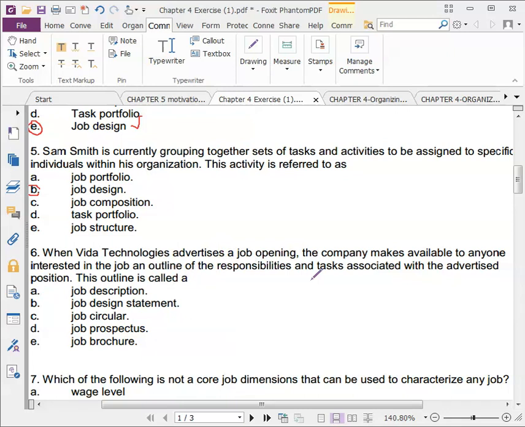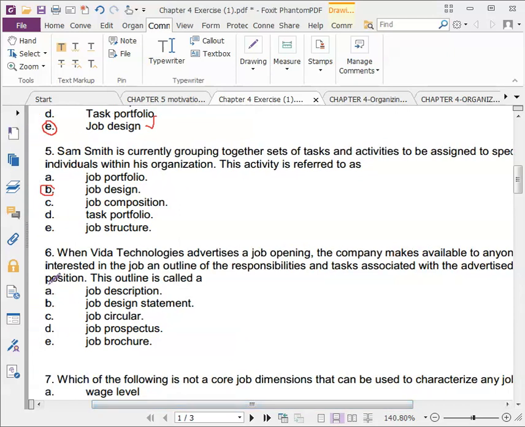So what is your opinion? Which is the correct answer? Is it job description, design statement, job circular, job prospectus, or job brochure? Rochelle, do you have any question or opinion about number 6? Yes, that is correct. The answer is very good, Rochelle. Job description.